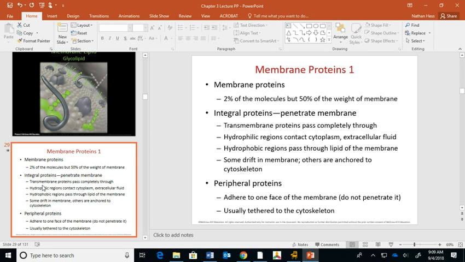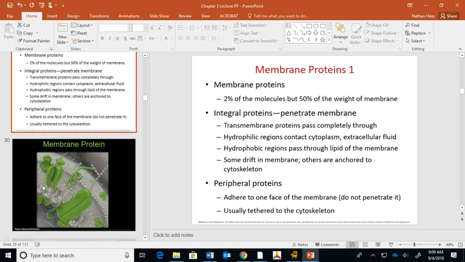The other type is the peripheral proteins, and these are just stuck to the outside. They don't actually penetrate through to the inside of the cell. They're just on the outside. And what do these membrane proteins do? Some of the pieces we've mentioned there.